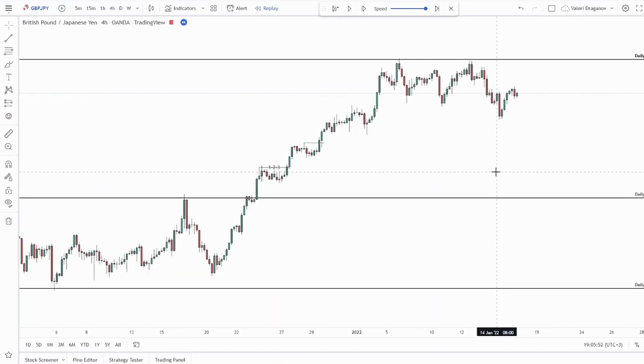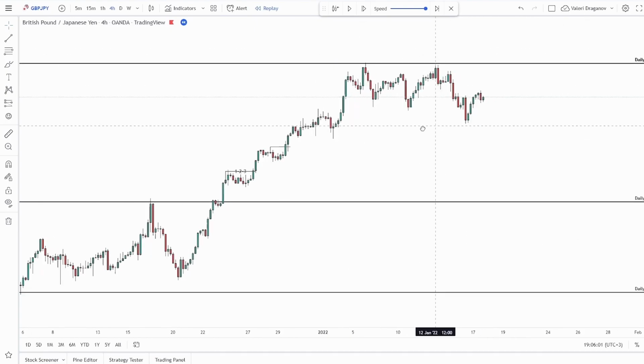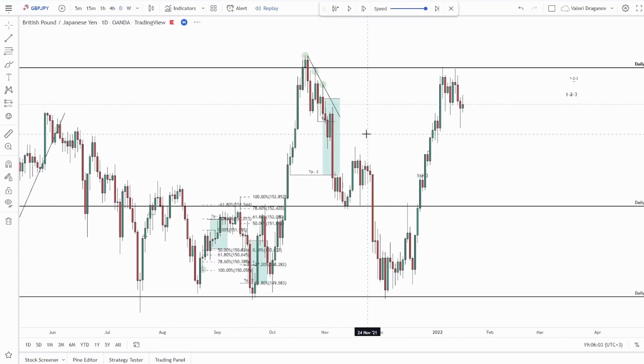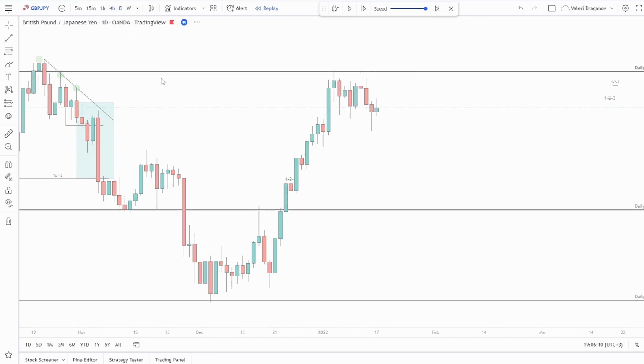Okay guys, another example on third point on the trend line. First, we have a huge upward movement. The price has reached a daily level. Then, if we look on a daily chart, here you can see a double top is formed, a trend reversing figure. Let's go back to the 4-hour chart.